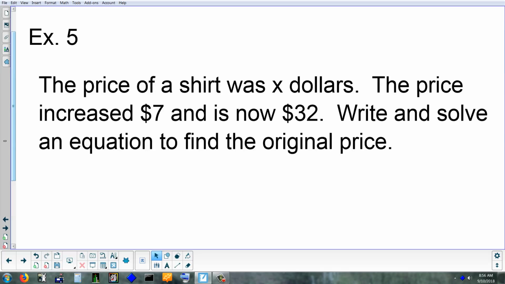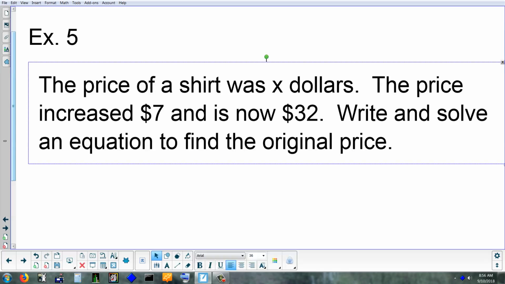All right, price of a shirt was X dollars. They're telling you the variable. So we know we're going to use X. And it increased by 7 and is now 32. Let's look at the word increased. Okay, what operation is increased in math? Ellie? Addition. I'm just going to put a little addition sign above that. So this problem is going to have addition in it somewhere.